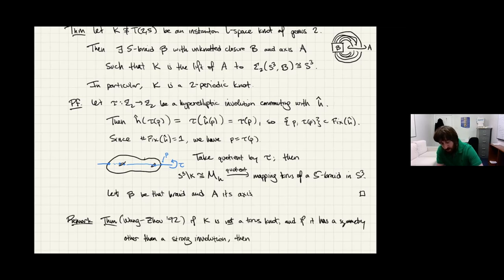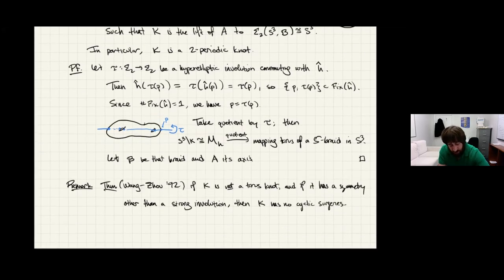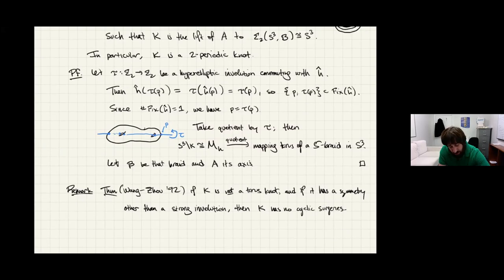Okay, then K has no cyclic surgeries. So in particular, no lens space surgeries. And so what we've already shown is that 3 surgery on a non-trivial knot K can't be a lens space.